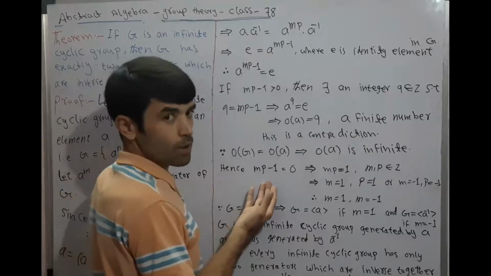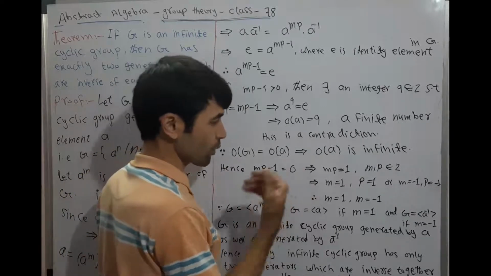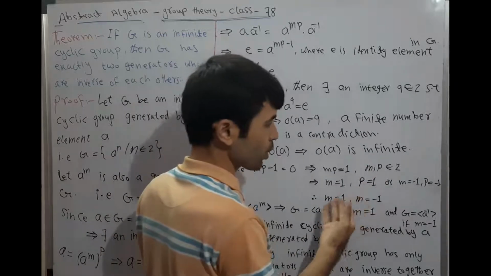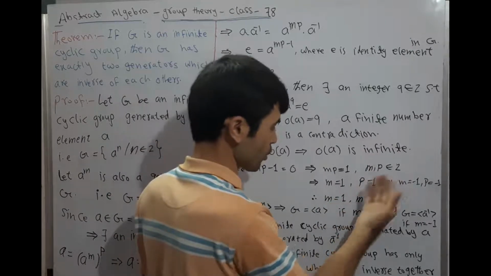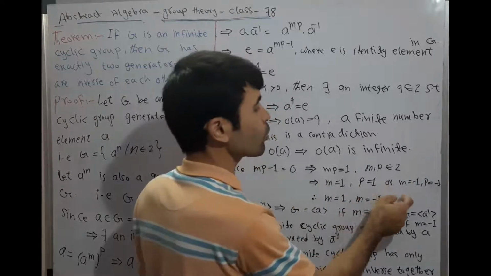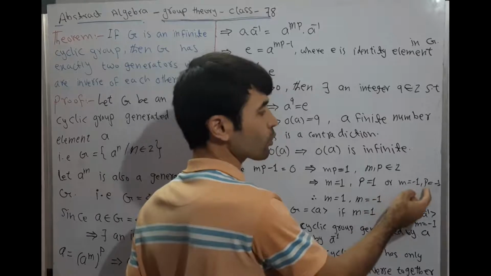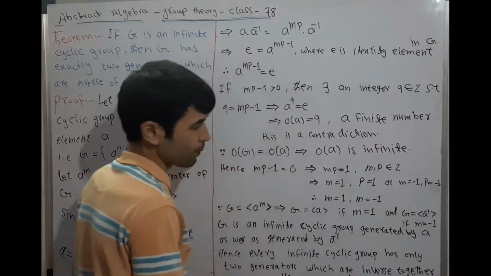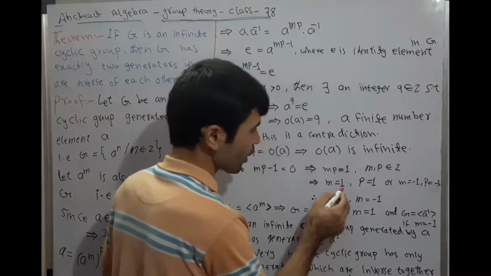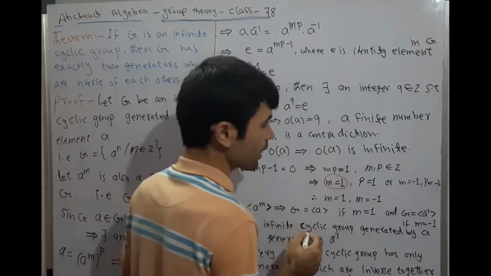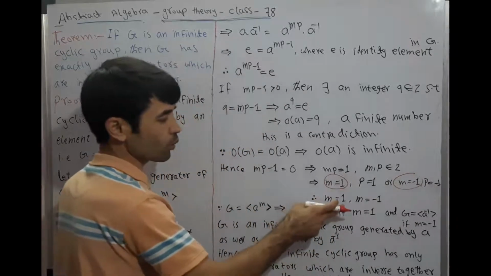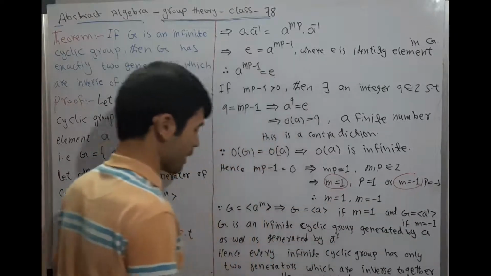Hence, m into p minus 1 is equal to 0. This implies m into p is equal to 1. There are some possibilities. M, p belong to Z. This implies m is equal to 1 or p is equal to 1, or we can write m is equal to minus 1 or p is equal to minus 1. Therefore, we get m is equal to 1 or m is equal to minus 1.